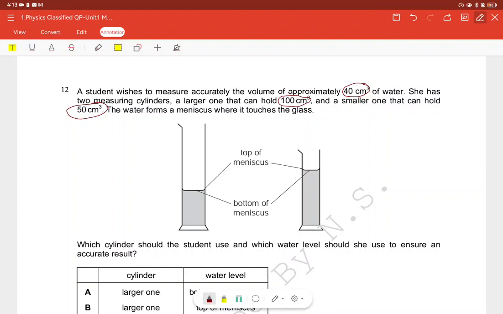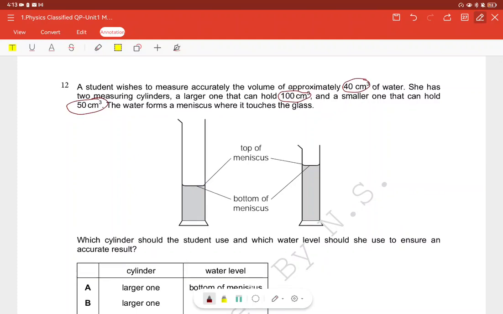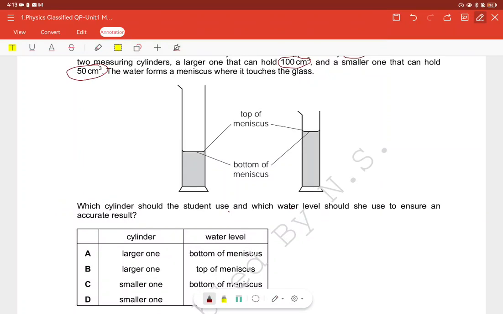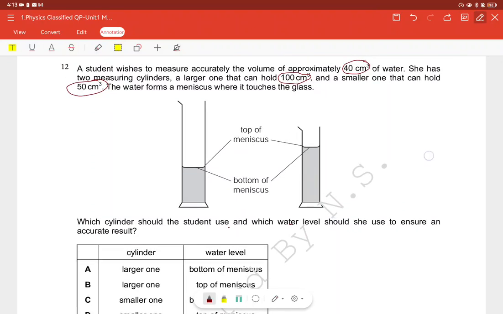This is the top of the meniscus and this is the bottom of the meniscus. Which cylinder should the student use, and which water level should she use to ensure an accurate result? She needs an accurate result. We said you should use the smallest measuring cylinder that can hold the whole water. The whole water is 40 centimeter cubed, which can be held in 100 centimeter cubed and 50 centimeter cubed.